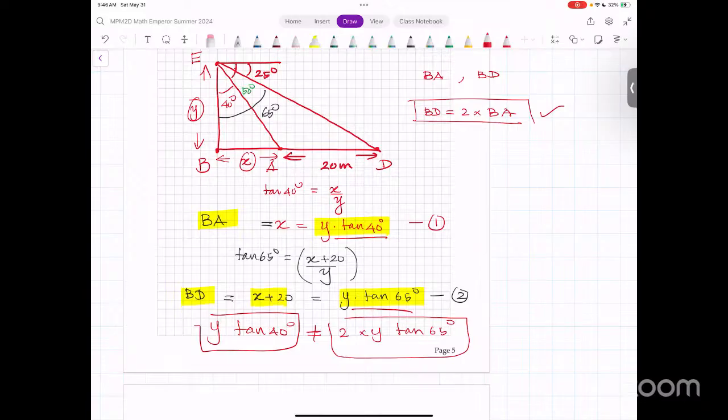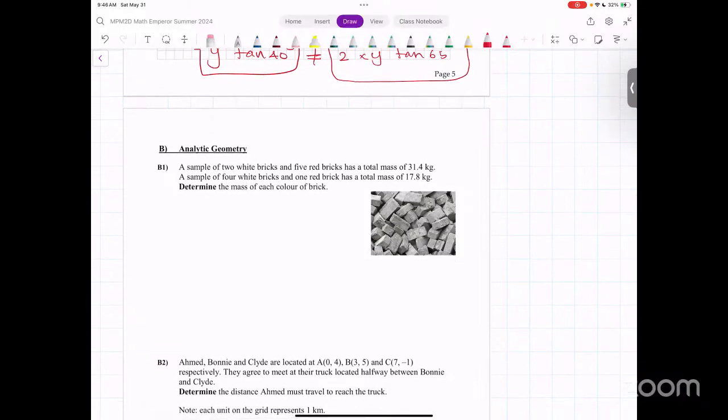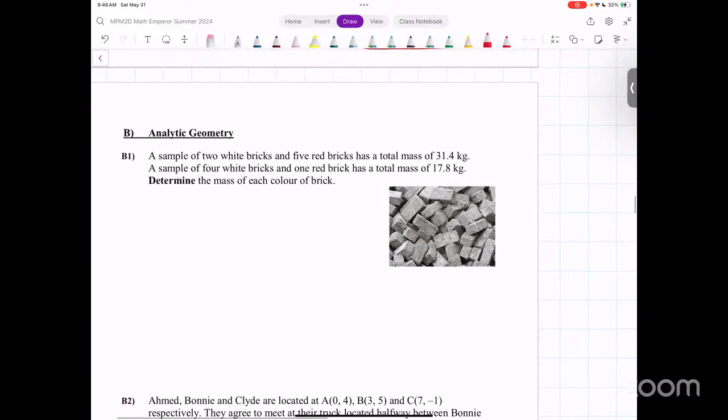Those are the solid grade 10 exam questions. All right. Now we're going back to solving systems of linear equations. Pretty easy. Can you guys do the next one? B.